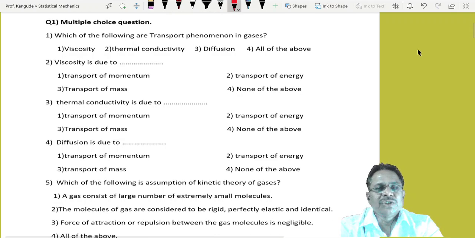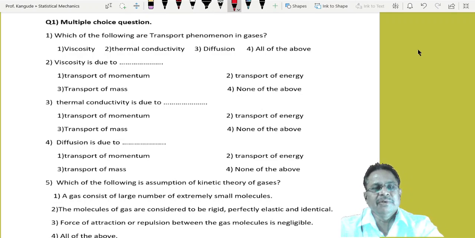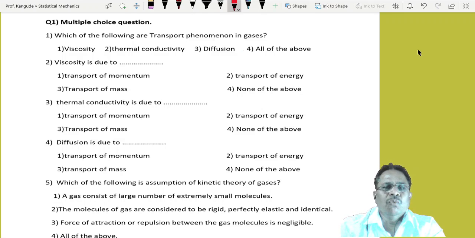First one is, which of the following are transport phenomena in gases? Four options are given. First one is viscosity, second is thermal conductivity, third is diffusion, and fourth is all of the above. As we all know, all transport phenomena are possible because something gets transferred, and because of that these phenomena get exhibited by gases. Viscosity comes because of momentum transfer, thermal conductivity comes because of heat transfer, diffusion comes because of mass transfer, and therefore all of the above is the correct answer for question number 1.